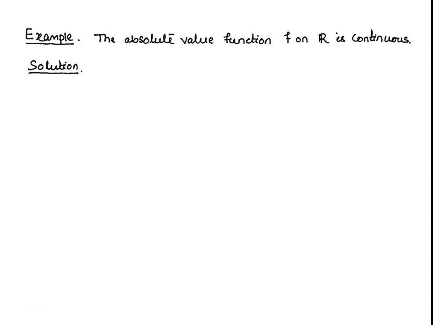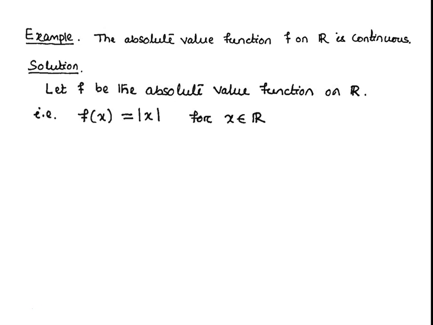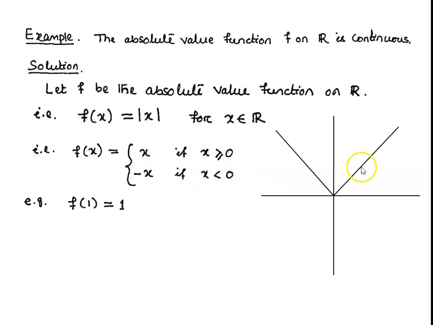Now let us see this example. The absolute value function f on the real line R is continuous. Let f be the absolute value function on R. That means f of x is equal to mod x for every x belongs to R. That means f of x is equal to x if x is greater than or equal to 0, and f of x is minus x if x is less than 0.